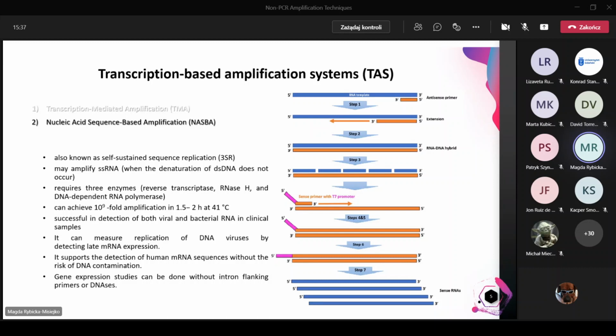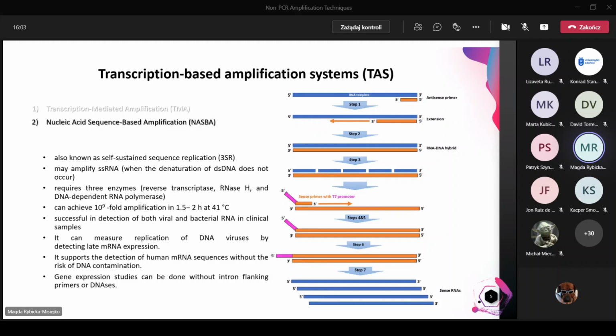And they become templates for the original reverse transcription reaction. And the newly synthesized antisense RNA and cDNA serve as templates for continuous cycling of the reverse transcription reaction, resulting in exponential accumulation of antisense RNA that is complementary to the target RNA.